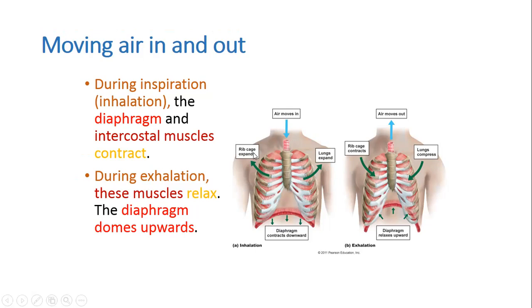Look at the volume of the lungs. During inhalation, the volume increases. This is because the diaphragm contracts and the intercostal muscles contract. So they increase the volume of the lungs. In the other case, in the exhalation, the volume of lungs is decreasing due to the push from the diaphragm and the intercostal muscles.